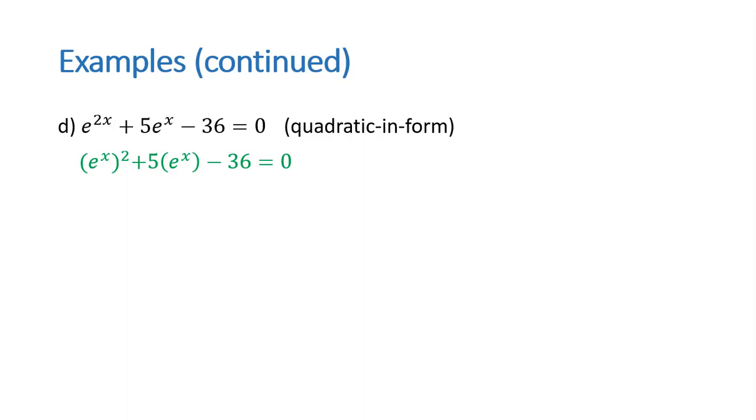So our technique for solving something that looks like this is to make a temporary substitution to put in place of whatever is making this not quadratic. In this case, the e to the x is what's making this not actually quadratic. So we're going to put in a temporary substitution in place of the e to the x. You can use any variable you want except x, since we're already using x in the equation.